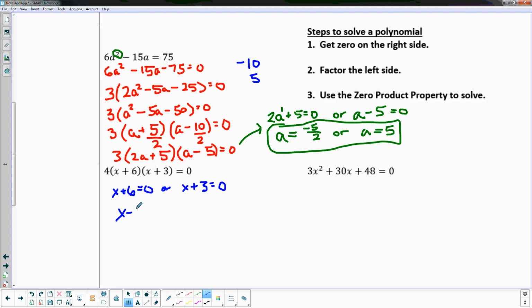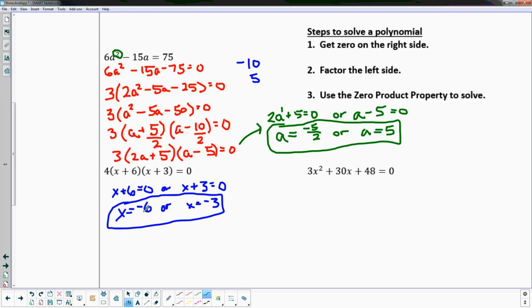Subtract 6 from both sides. x equals negative 6. Or subtract 3 from both sides. x will be negative 3. And those are my 2 options. That's my answer. Either x equals negative 6 or x equals negative 3.